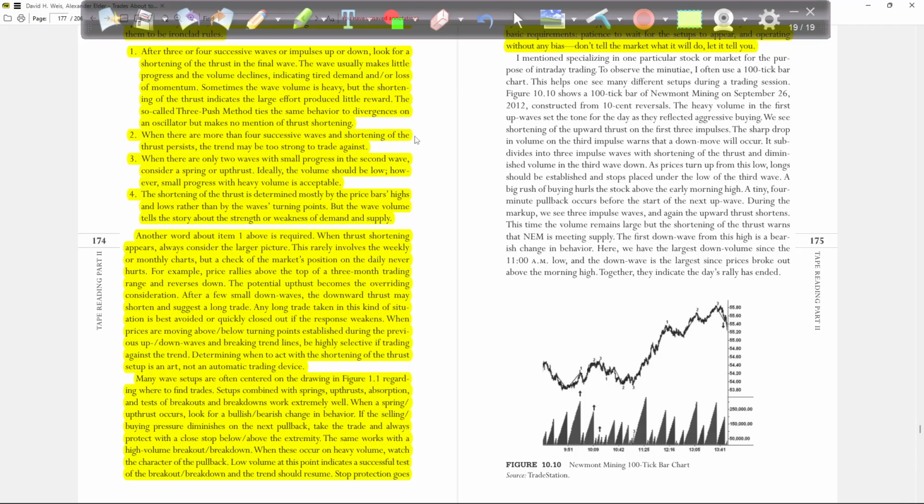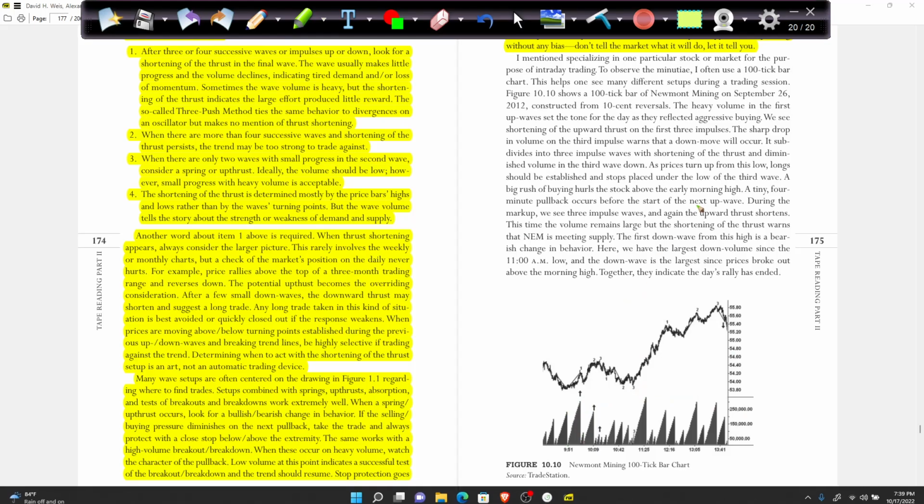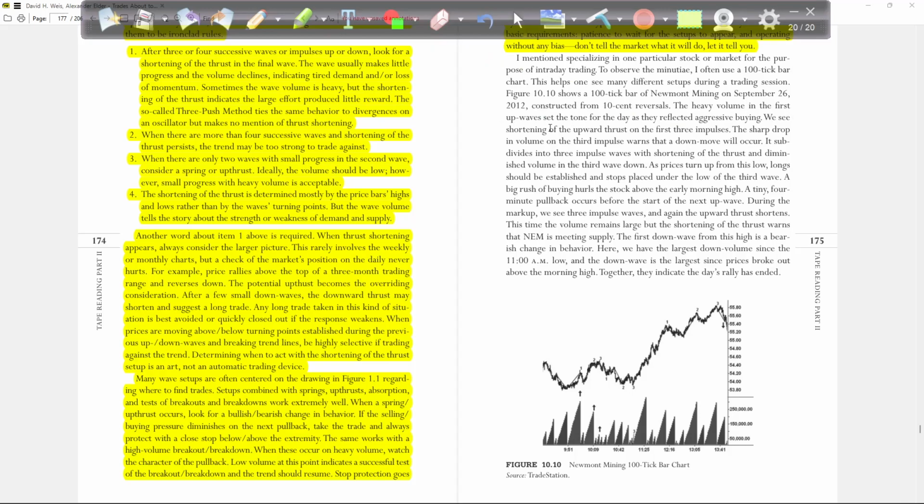The heavy volume in the first up wave. See this heavy volume, large volume here. The heavy volume in the first up waves set the tone for the day as they reflected aggressive buying. We see shortening of the upward thrust on the first three impulses.